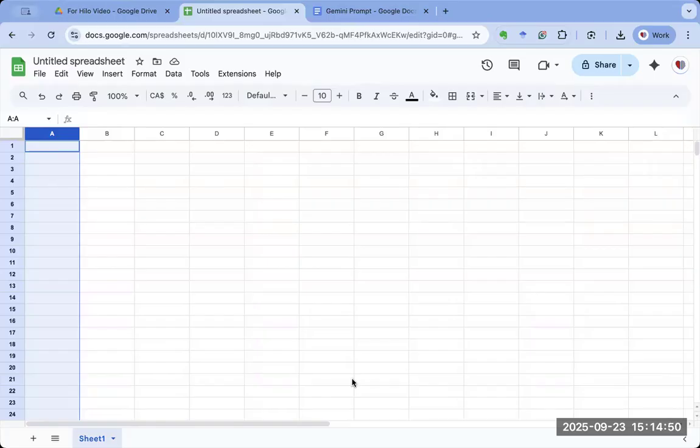So I'm going to paste it onto a Google Sheet. I already have a blank sheet created. Oh, I've done this. Sorry about that. So this is a blank Google Sheet.